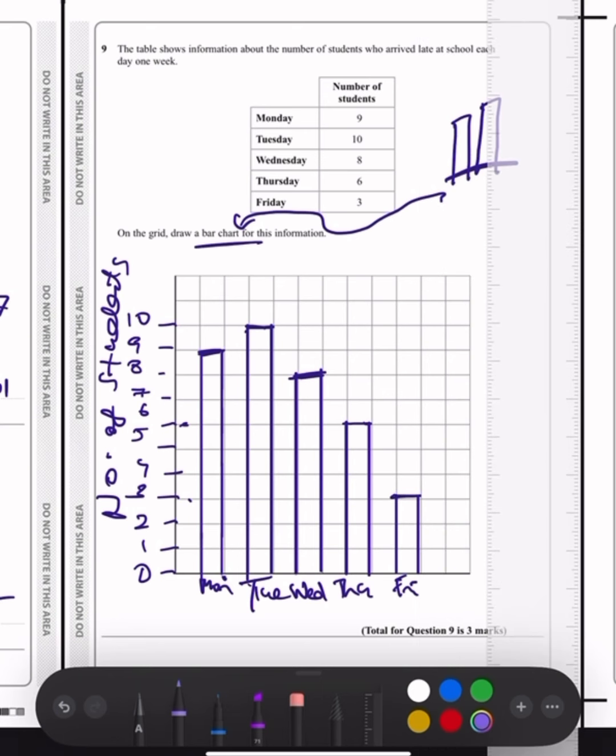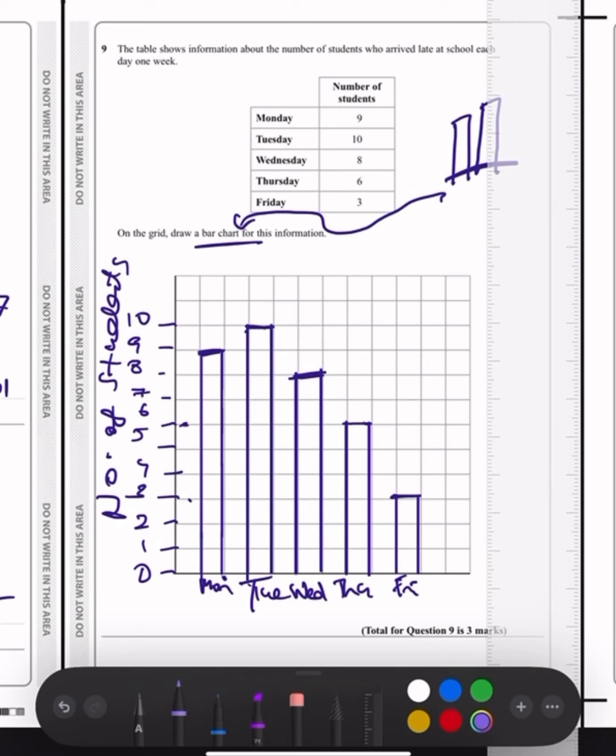So basically in this question they simply asked us to draw a bar chart, and we've drawn it. There's nothing else that we need to do here, and that's how we'll be earning our 3 marks. The first mark you'll be getting is for labeling each of these axes. The y-axis is the vertical one, the x-axis is the horizontal one.